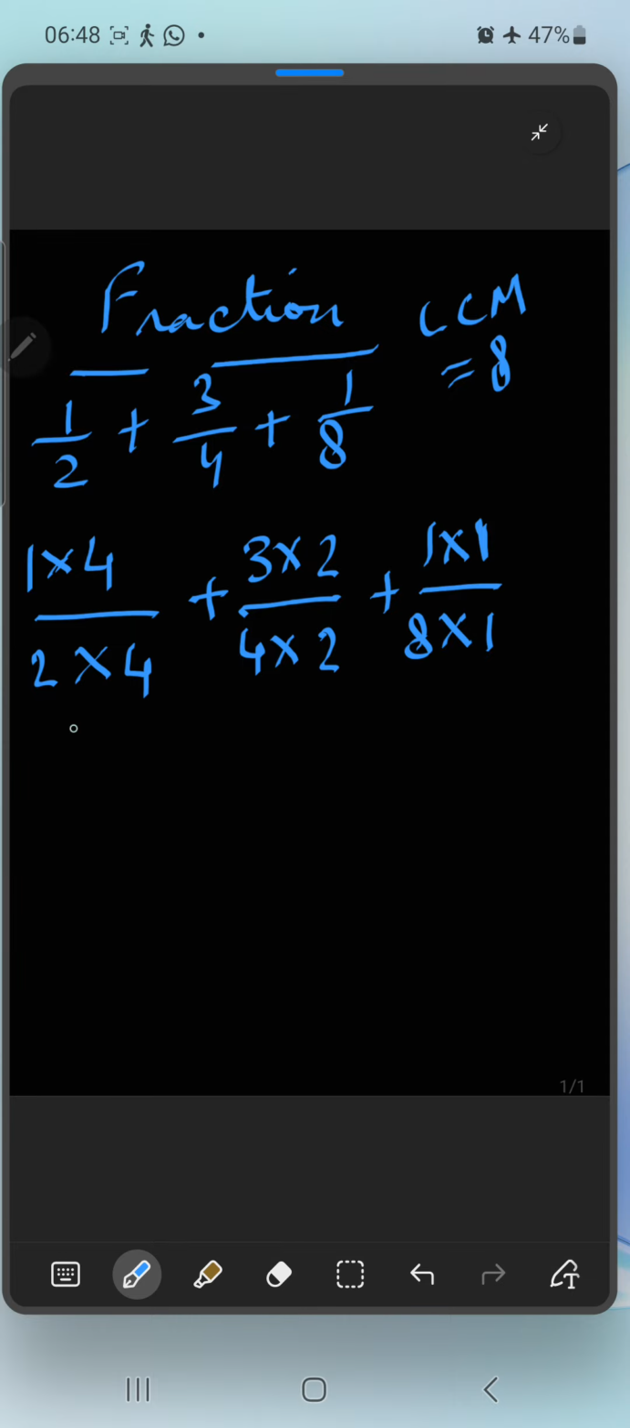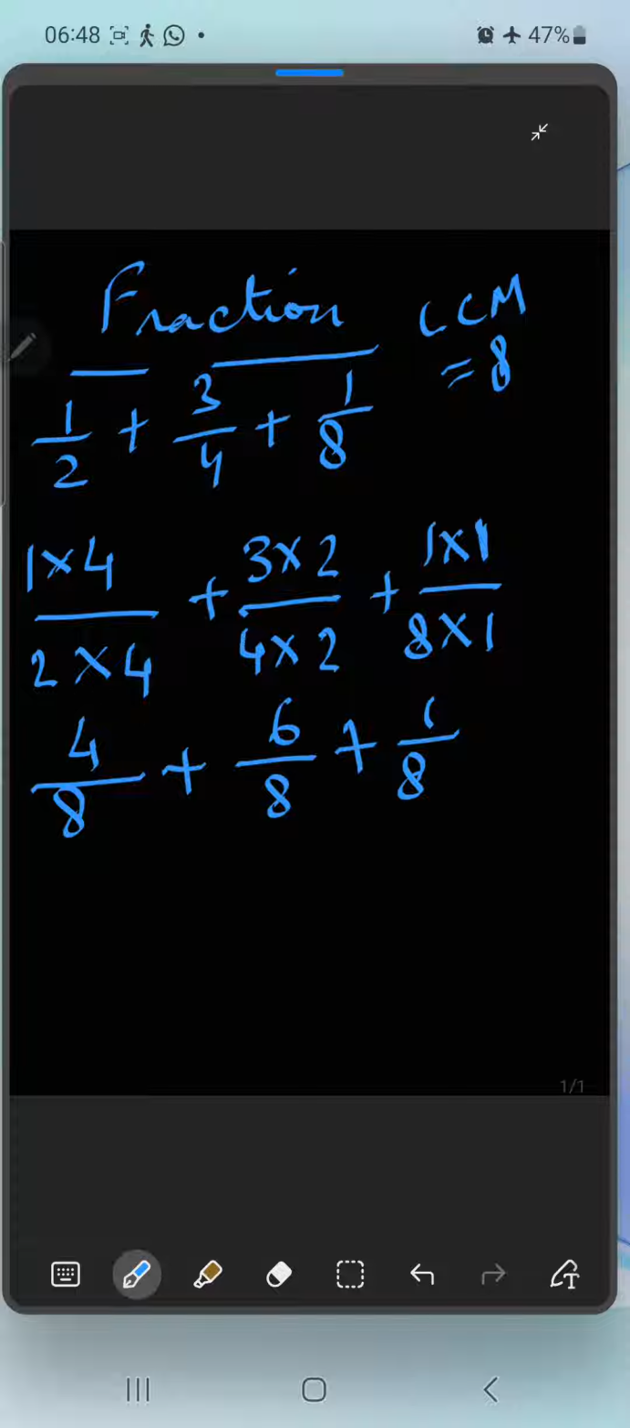Let's see what we get here. 4 into 1 is 4, 2 into 4 is 8, 3 into 2 is 6, 4 into 2 is 8, 1 into 1 is 1, 8 into 1 is 8. Now we have converted the three fractions into like fractions. We just have to add the numerators now. 4 plus 6 is 10, 10 plus 1 is 11 by 8. So this would be our answer for the addition of the three fractions.